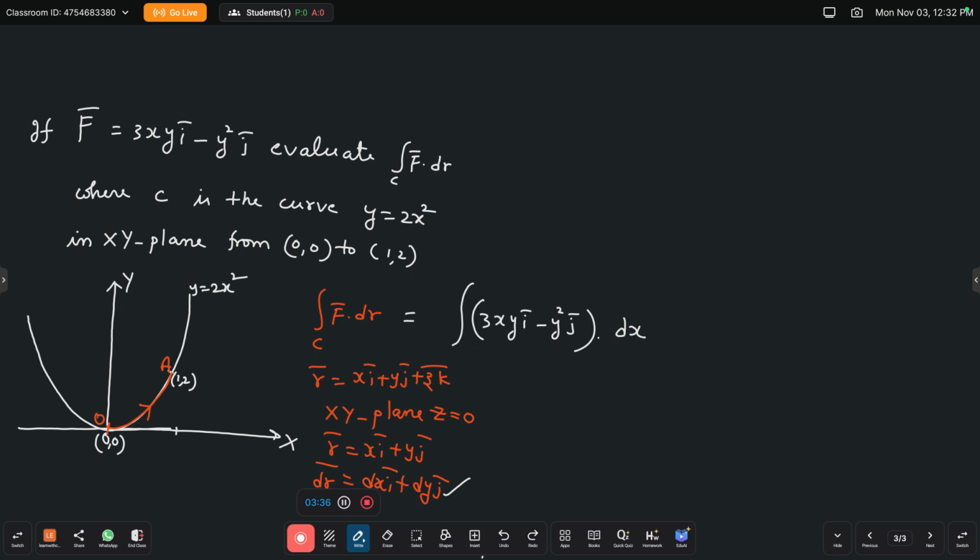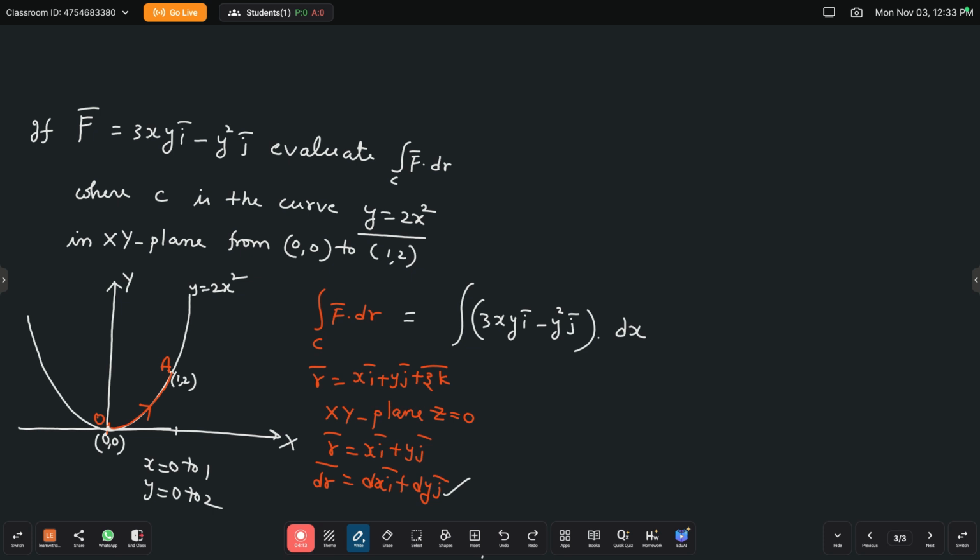Here if you draw this curve on the graph, suppose I take some xy plane. Here y is equal to x square, which is a parabola. It goes from (0, 0) to (1, 2). Here x takes limits from 0 to 1 and y takes limits from 0 to 2. Now from this diagram you can take the values.